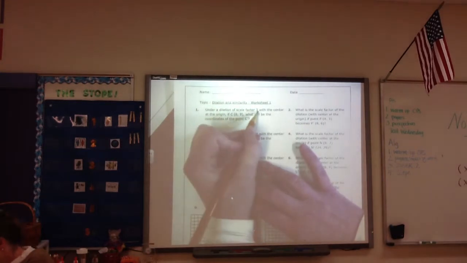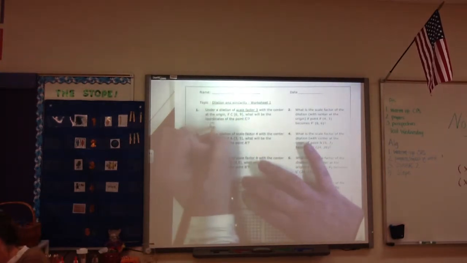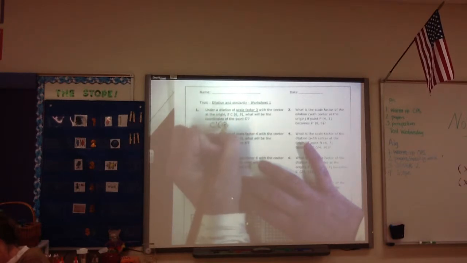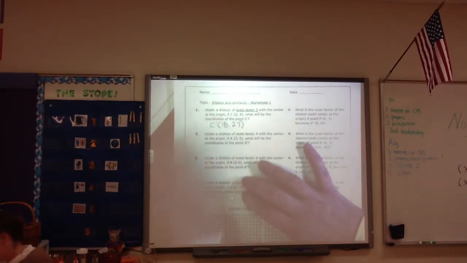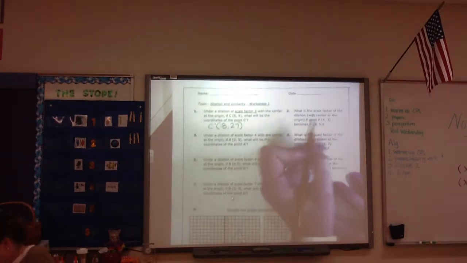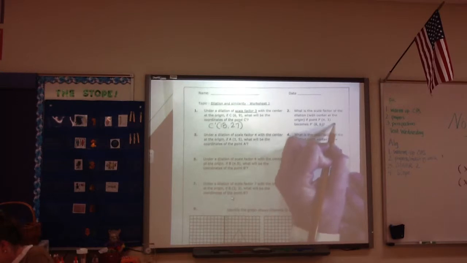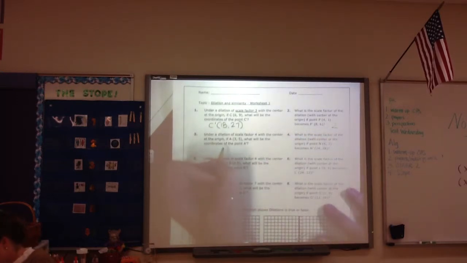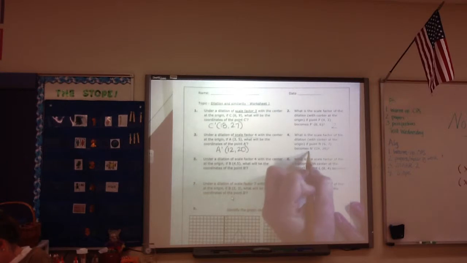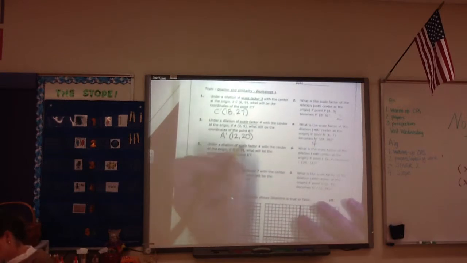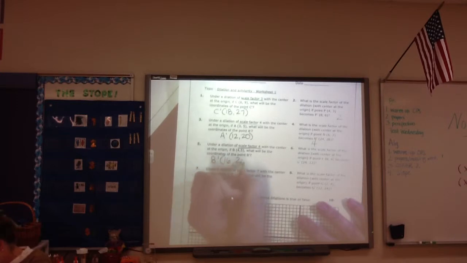Number 1, if the scale factor is 3, that means I need to multiply each coordinate in the point by 3. 6 times 3 is 18, 9 times 3 is 27. My new point would be 18, 27. If I'm going from 4 to 8 and 3 to 6, my scale factor is 2. Number 3, I have a scale factor of 4, so I'm going to multiply 3 times 4 to get 12, and 5 times 4 to get 20. The scale factor here is times 4, because 6 times 4 is 24, and 7 times 4 is 28. A dilation of a scale factor again of 4 would be B prime would be 16 and 20.